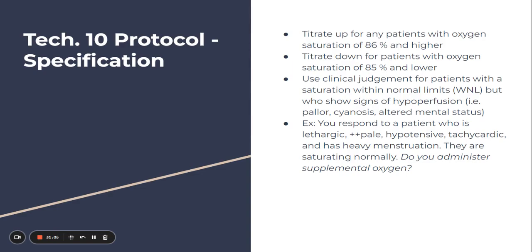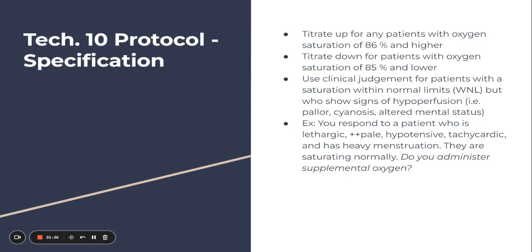Specifications about this protocol. So patients who have a saturation of 86% and higher, we're going to titrate up, meaning we're going to start with the lowest amount of oxygen possible, such as a nasal cannula at 1 or 2 liters. And then we're going to increase the flow meter of the oxygen delivery device until we attain our target saturation, whether that's our 88 to 92 or 94 to 98 for our healthy patients.